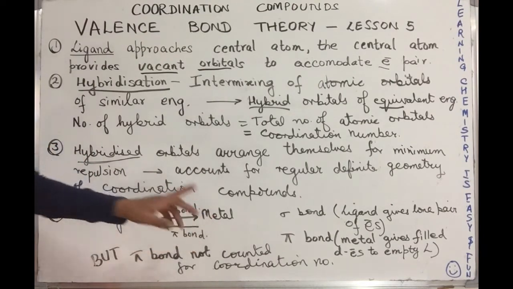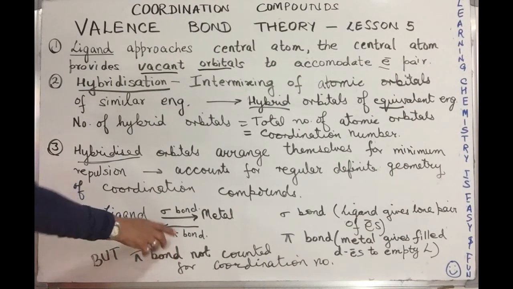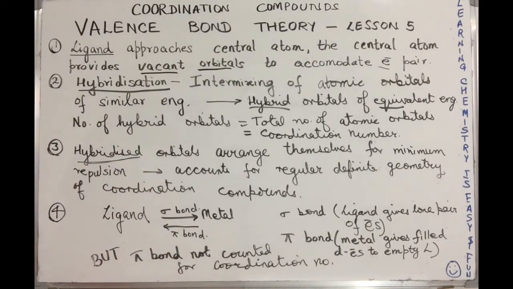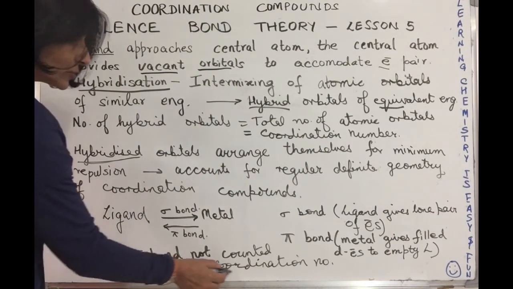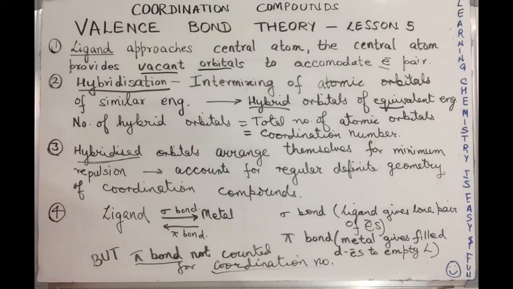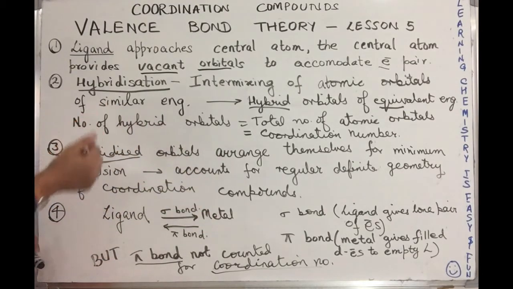Usually metals which have a low oxidation state will have a tendency to show this bond formation, but a very important point that I had mentioned in lesson 1 also: we never count pi bonds towards coordination number. Please remember this. It is always the electron pair being given by the ligand to the metal which is counted as one coordinate bond. Right? Now, what is the next step that we are going to do?